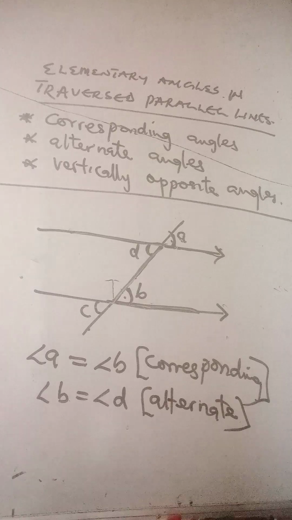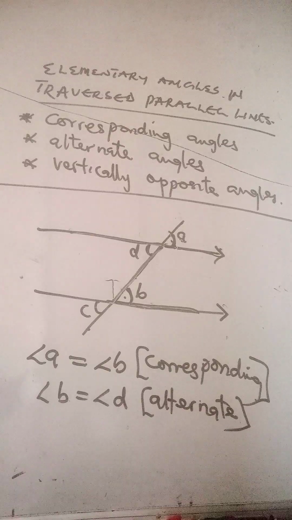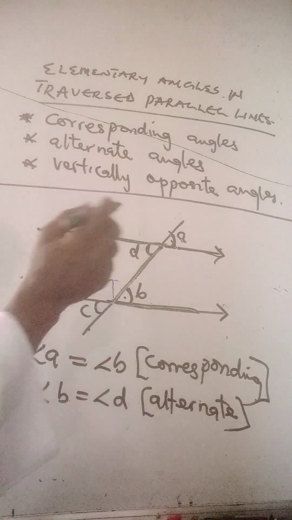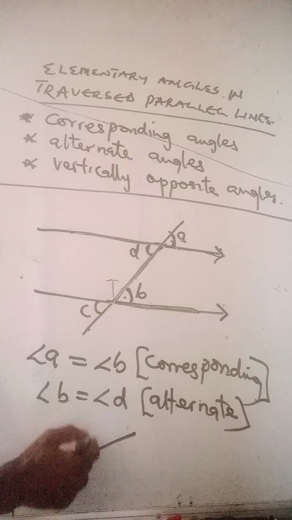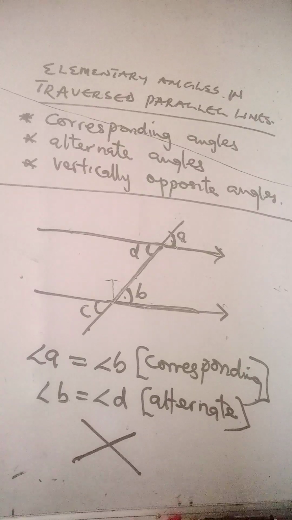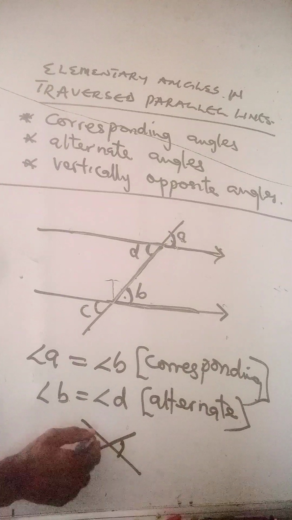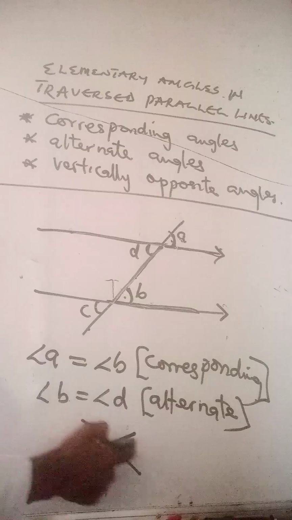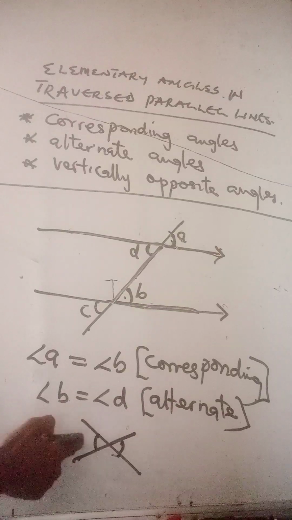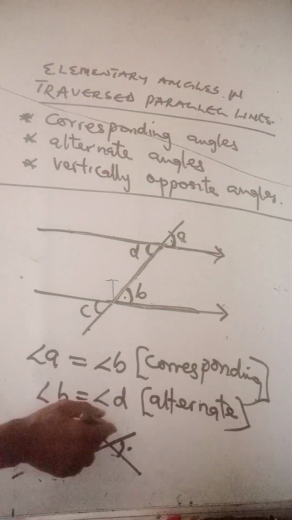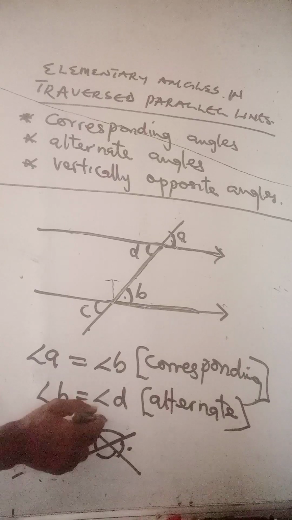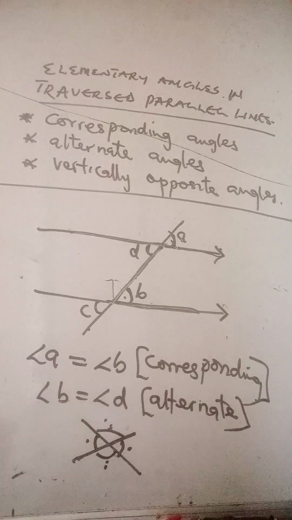Now, finally, we want to talk about vertically opposite angles. Whenever we mention vertically opposite angle, it means there is an X shape like this. Anytime you have two lines crossing each other forming an X shape, then the angles on the opposite side are equal. These are vertically opposite. That means this equals to this. This also equals to here because they are vertically opposite.